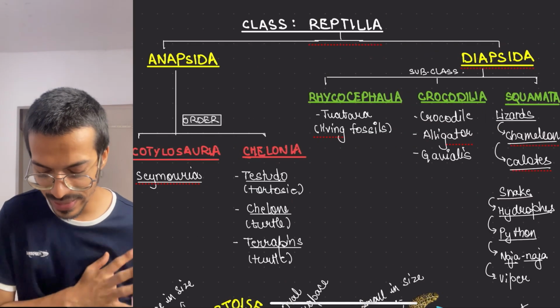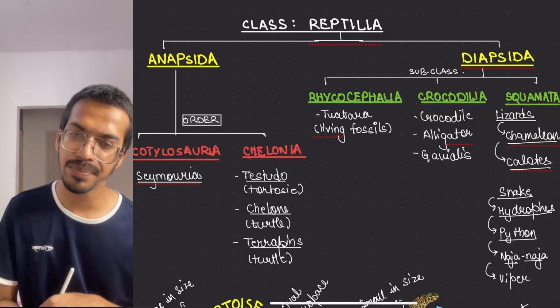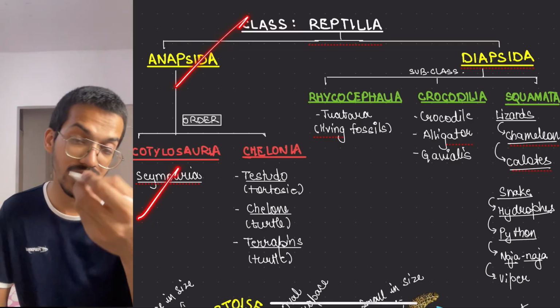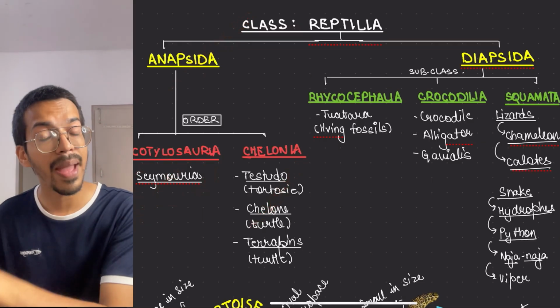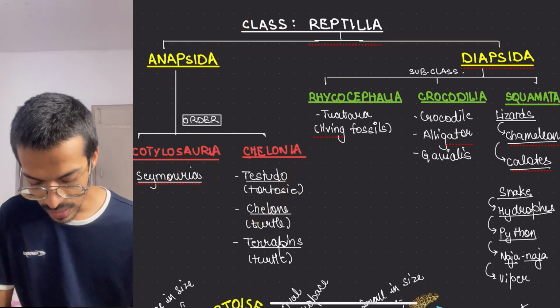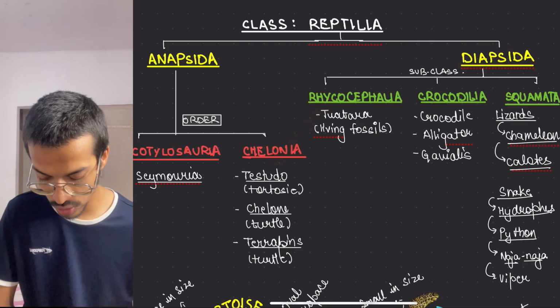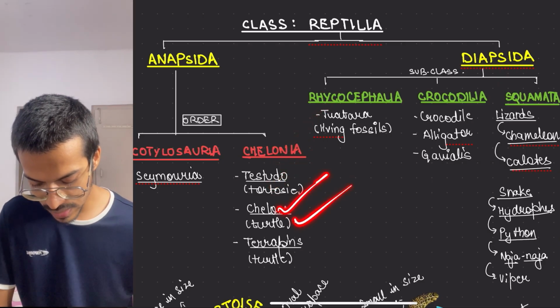So we have divided them into two groups: Synapsida and Diapsida. Synapsida orders are two, like Cotylosauria. We know that Cotylosauria is what? Connecting link between amphibians and the reptiles. Okay, then Chelonia is what? Chelonia has Testudo, that is tortoise. Chelone is the turtle, and Trionyx is the turtle.